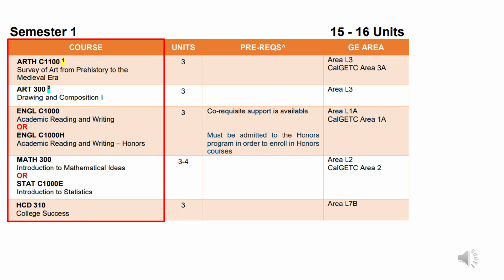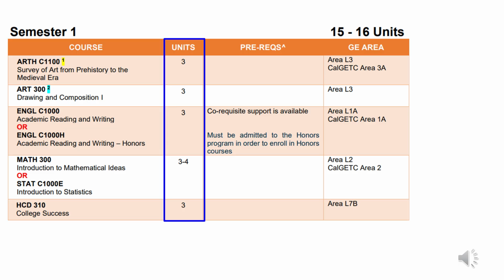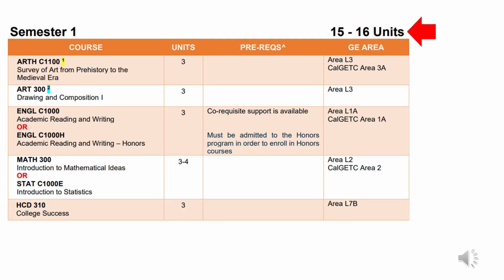On the screen, you will see an example of a list of recommended courses. Let's begin with the course column. Here you will find both the abbreviated course names and the full course titles for the classes recommended for your first semester. Next, let's look at the unit column. This shows the number of units assigned to each course. In this example, the recommended first semester schedule totals approximately 15 to 16 units.